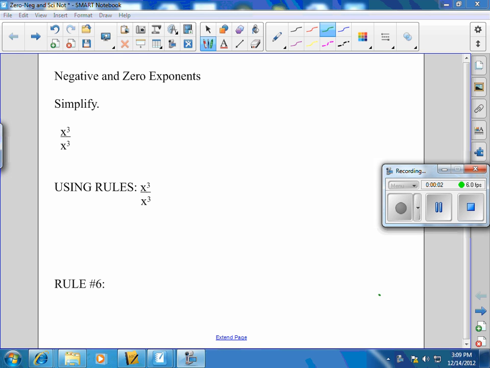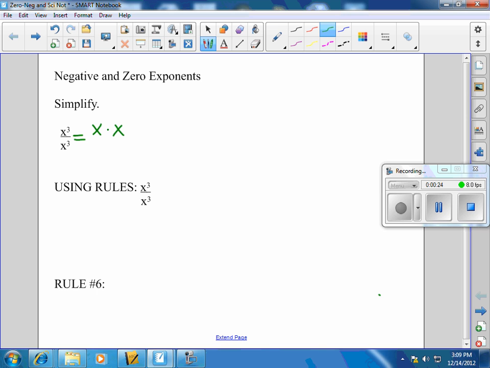Alright, now that we know the multiplication and division rules, we can justify some of the more fundamental rules of exponents. First one has to do with an exponent of 0. So, let's pretend for a second that we don't know any of the rules. If I wanted to figure out what x cubed divided by x cubed is, I would simplify them.